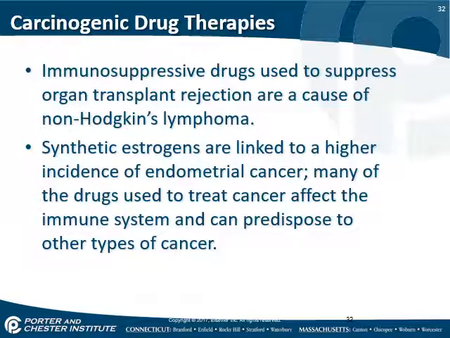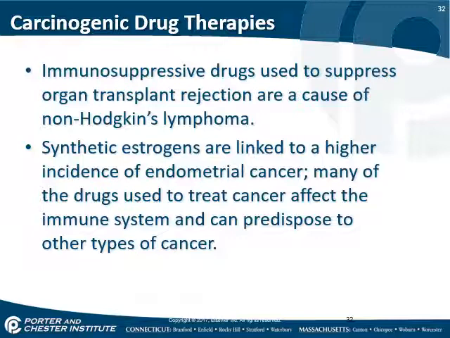So there are immunosuppressive drugs that are used to suppress organ transplant rejection. And that's great. You get your organ, and now you just try not to reject it, and then they can be associated with non-Hodgkin's lymphoma. Doesn't always happen. There's an association.